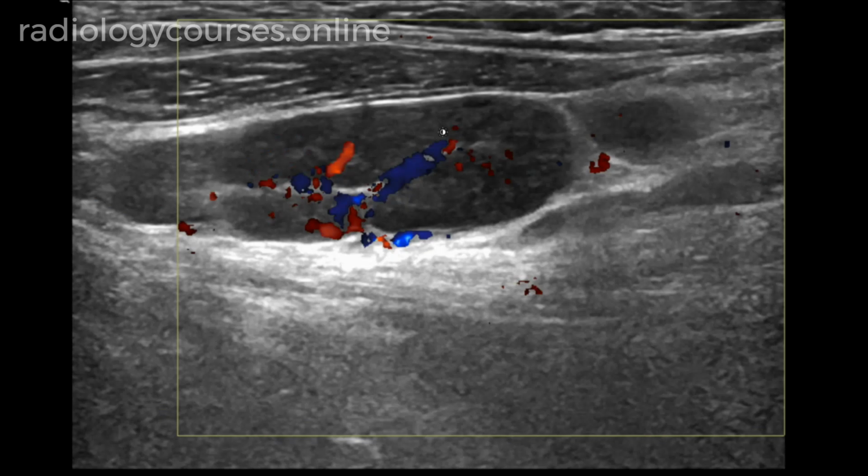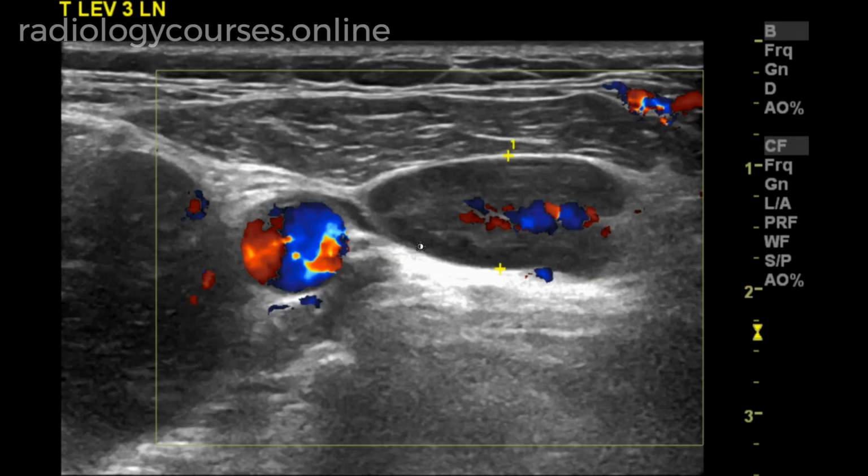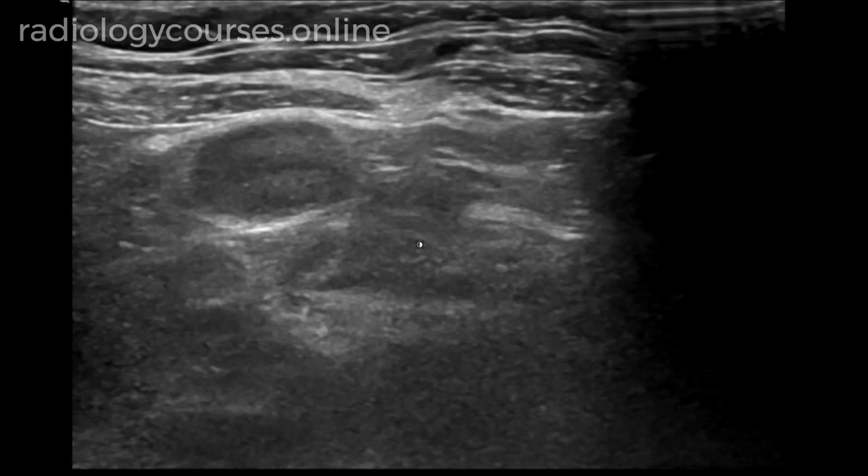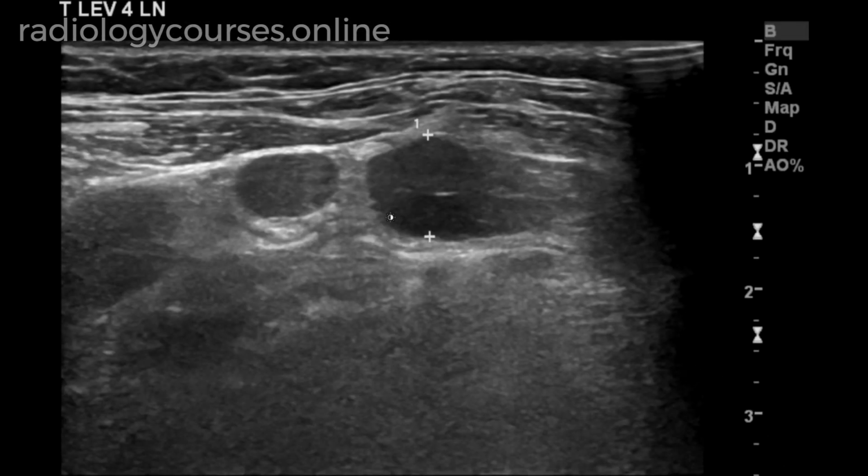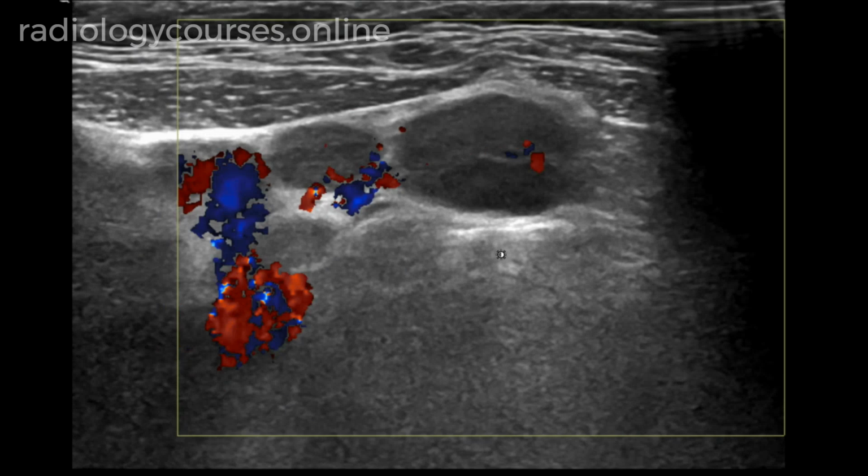In left level 3, there is a prominent lymph node which has a benign appearance, measuring up to 9 millimeters, and similarly in left level 4, there are a few benign-appearing lymph nodes measuring up to 8 millimeters.